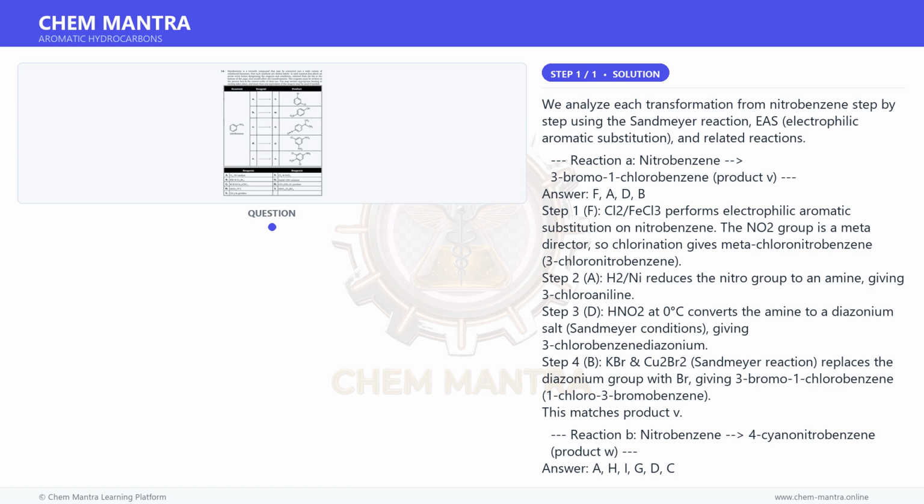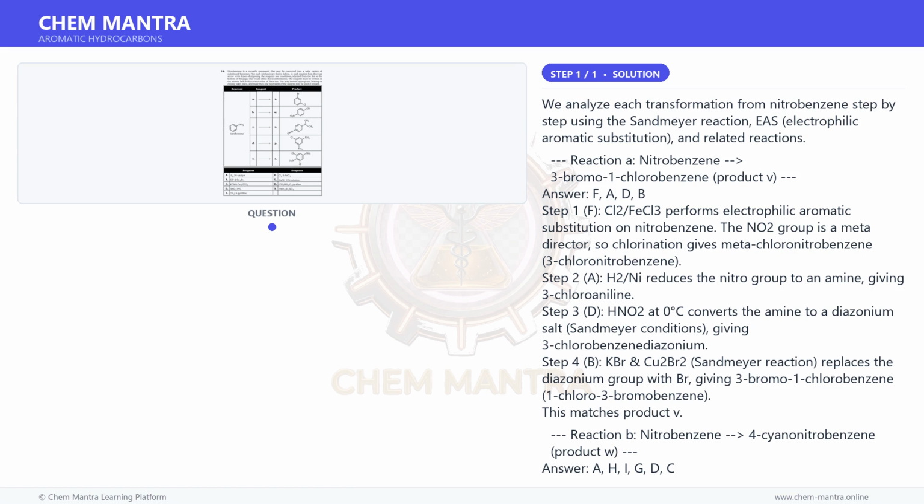Step 1. Cl2/FeCl3 performs electrophilic aromatic substitution on nitrobenzene. The NO2 group is a meta-director, so chlorination gives meta-chloronitrobenzene, 3-chloronitrobenzene. Step 2. H2/Ni reduces the nitro group to an amine, giving 3-chloroaniline. Step 3. HNO2 at 0 degrees Celsius converts the amine to a diazonium salt, giving 3-chlorobenzenediazonium.